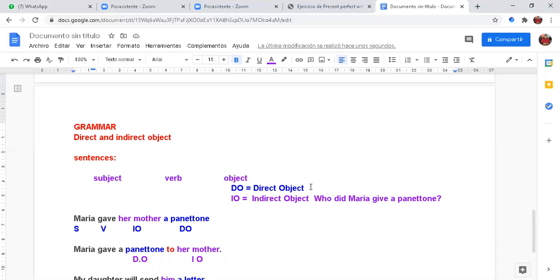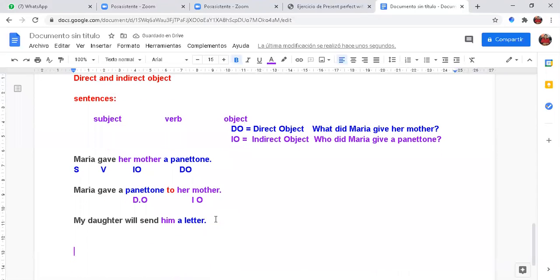In that way, we can notice which one is the direct object and which is the indirect object. We can also ask to find the direct object. We can say, what did Maria give her mother? A panettone. That's why we know that what answers the direct object, and who answers the indirect object. Those are very simple sentences.